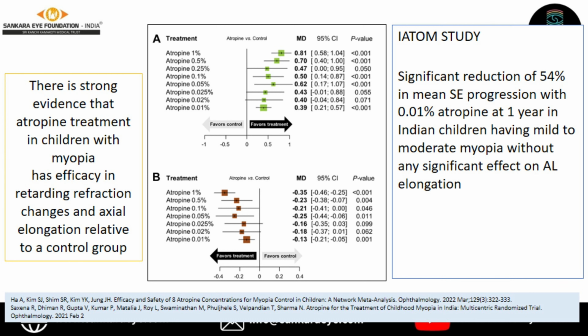So what other methods can we use if the child is not adept at using drops or the drops are not being effective? Can we do something else apart from relying on drops? We have glasses available for reducing the progression. Essentially, the eye is like a spherical structure, so any lens would focus the light differently on different parts of the retina. That is why we can use different lenses which could retard the progression.